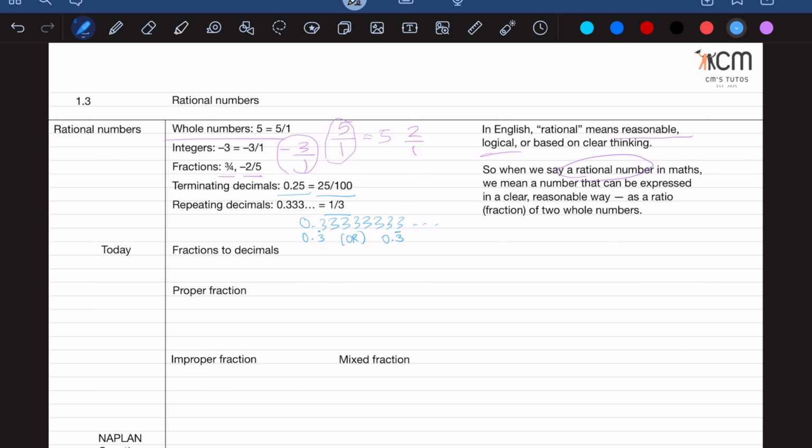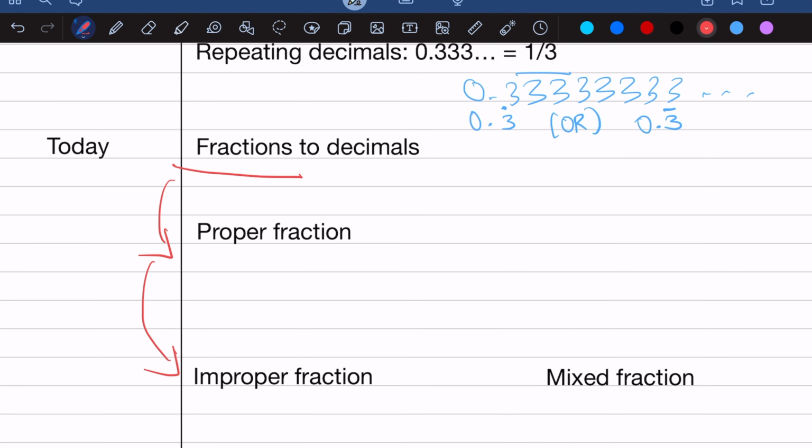So today we will explore how to convert fractions to decimals. There are two types of fractions. The first one is a proper fraction and the second one is an improper fraction. What is a proper fraction? A proper fraction is where, let's say, there is a divided by b, a being our numerator and b being our denominator. When we think about a proper fraction, a will be less than b.